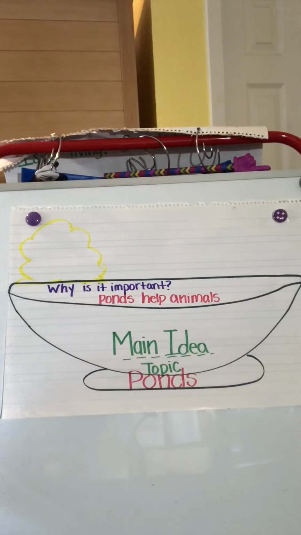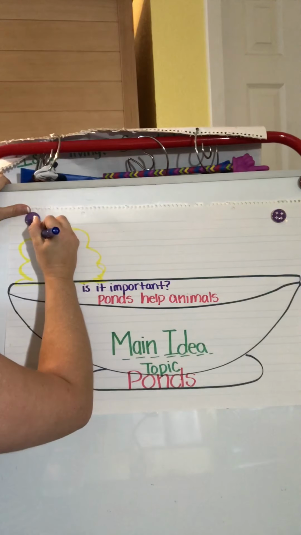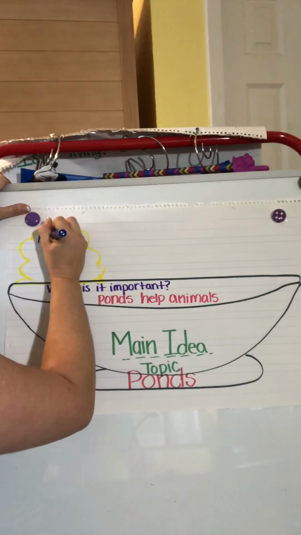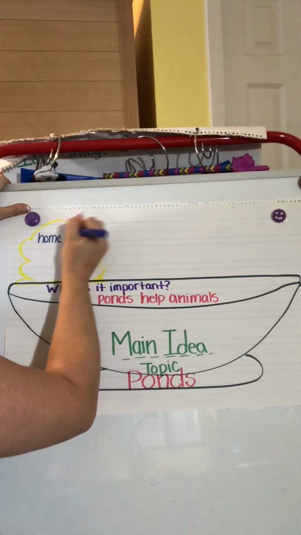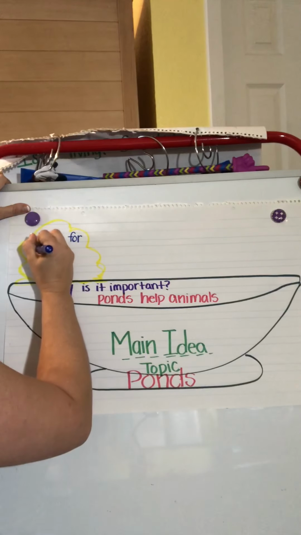All right? I remember reading about turtles, frogs, and fish, and even beavers using ponds as their homes. So ponds are used for homes, so I'm going to write home for turtles.